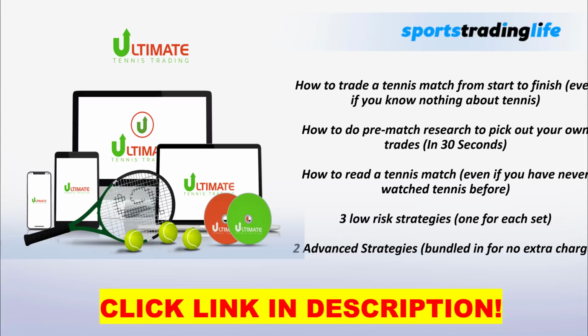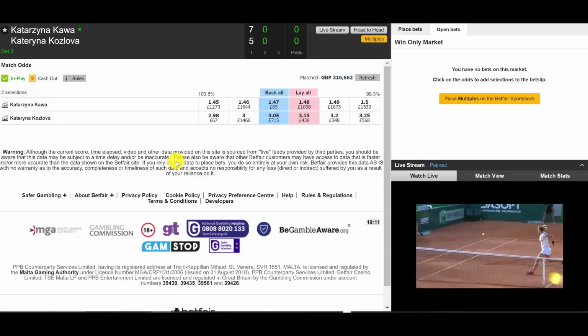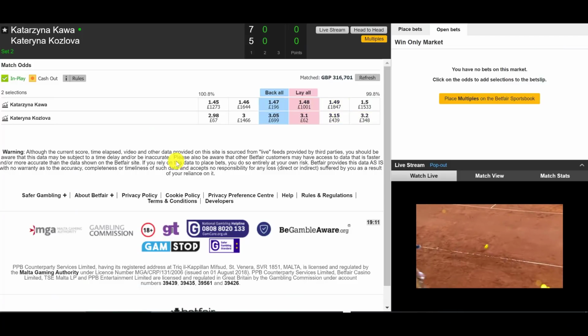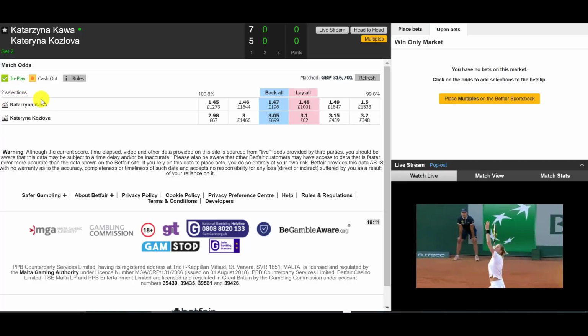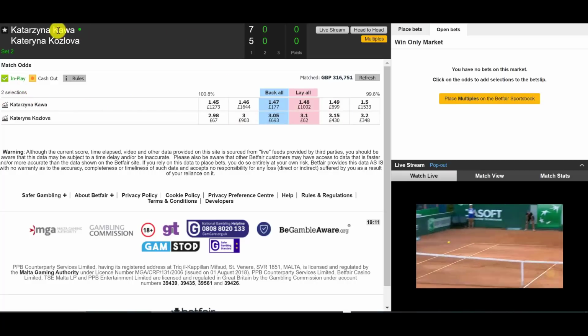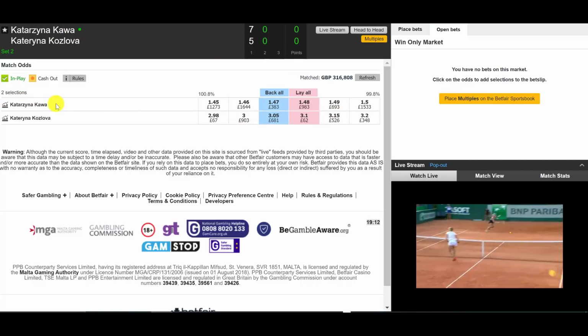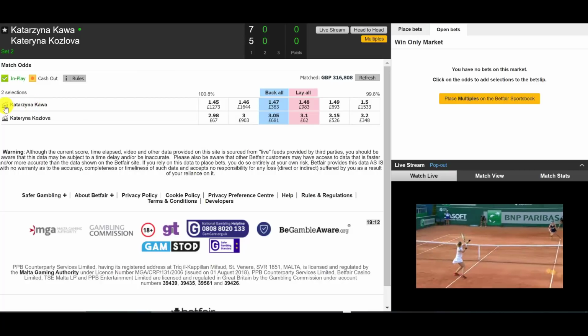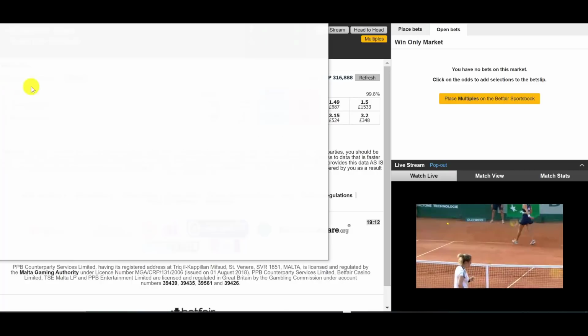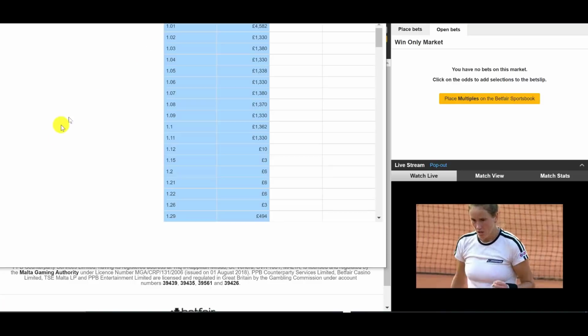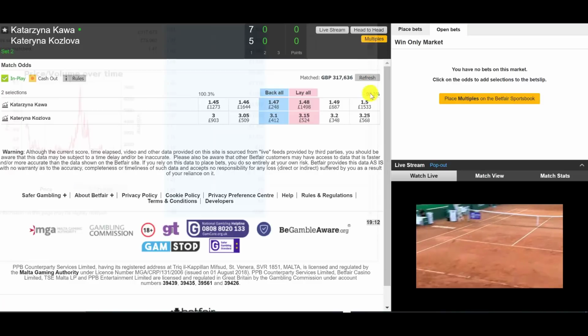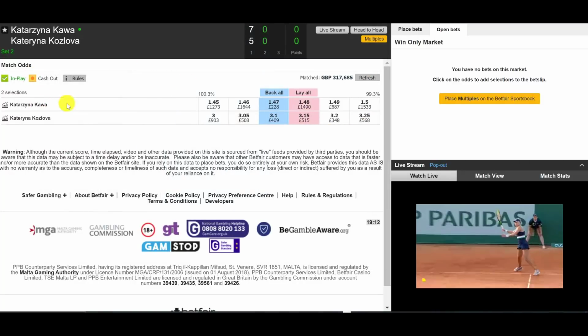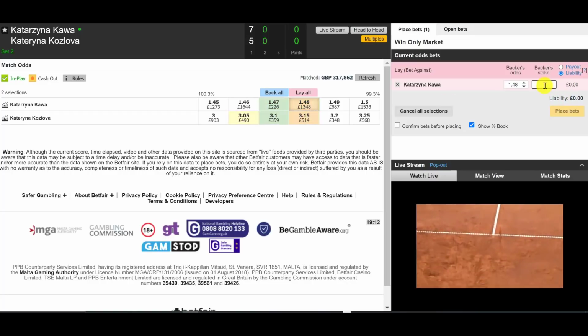Anyway, let's dive in to these real life examples so you can understand this strategy in full. So here's a women's match from Poland. Okay, so Kała against Kozlova, and Kała, slight underdogs, won the first set 7-5, so a very tight first set and a fair few breaks of serve. So anyway, let's lay Kała because this should be another tight second set.